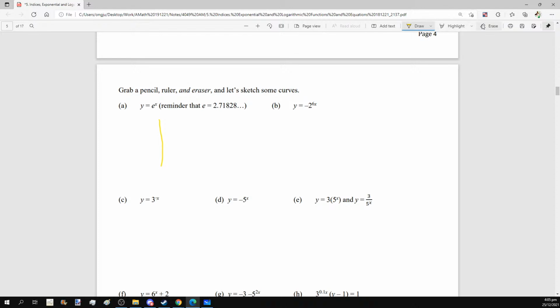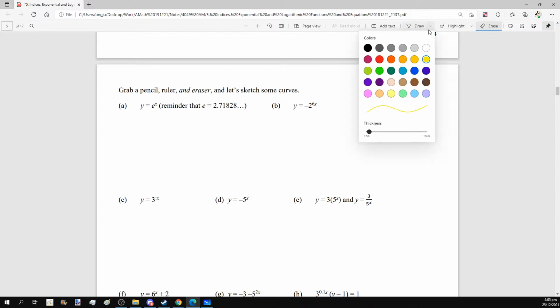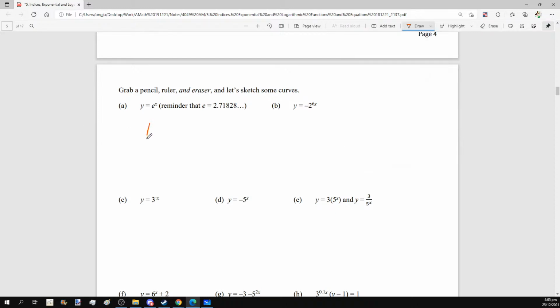The first one, e power x. E is equal to the exponential constant, right? Euler's constant 2.718. So in this case, it will be a positive number. X itself has no minus sign, so it will be the classic exponential. Remember to label the y-intercept.